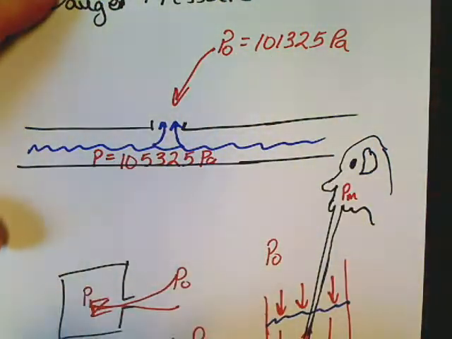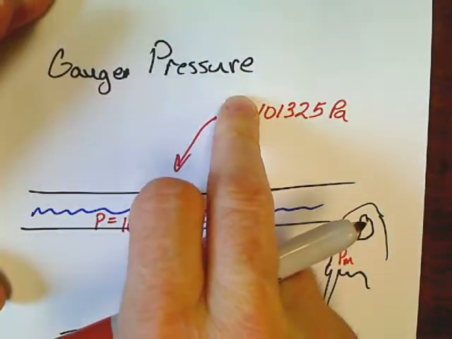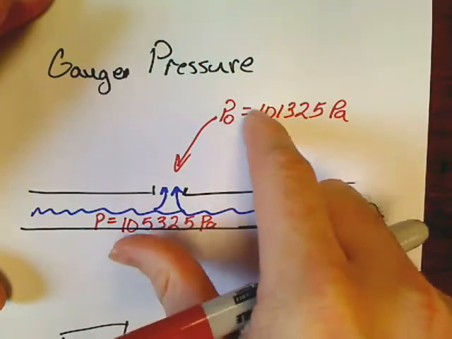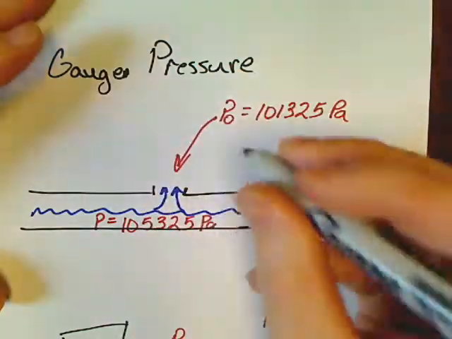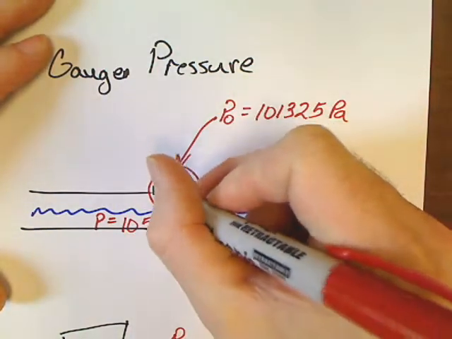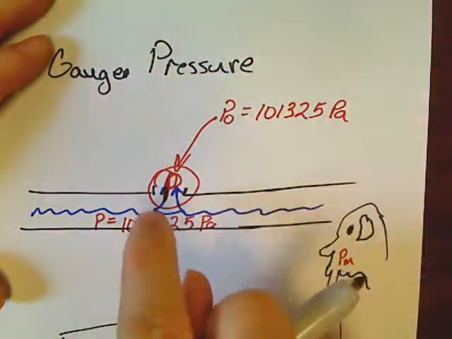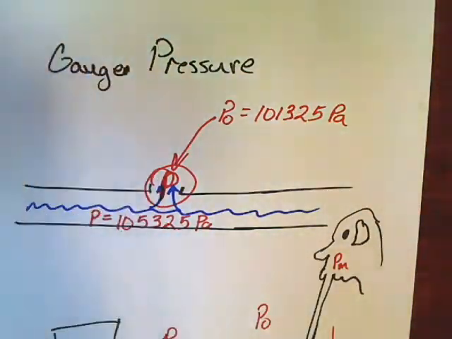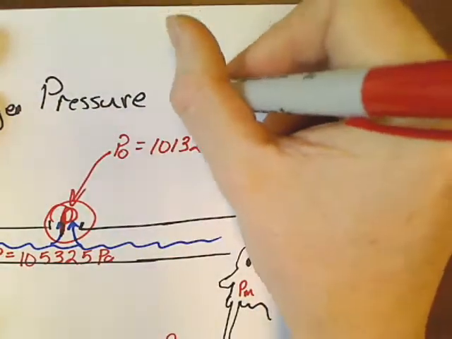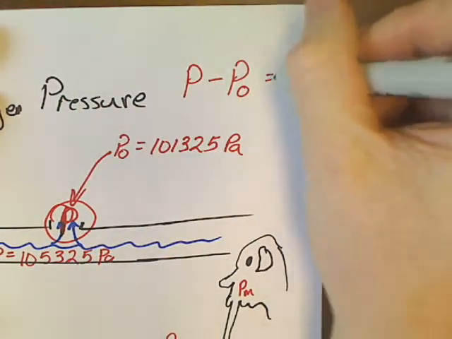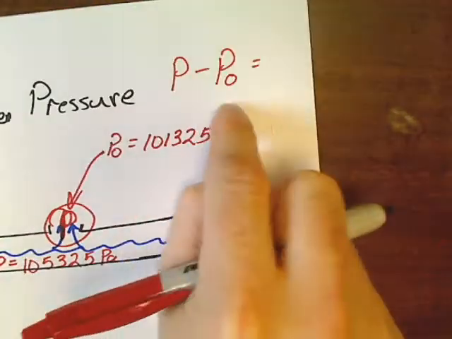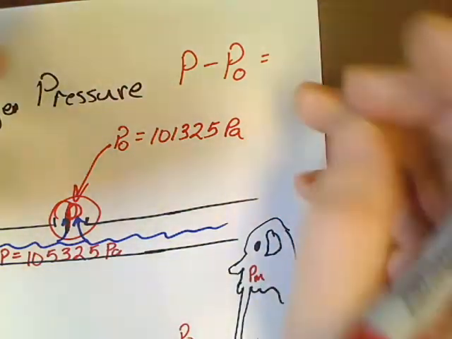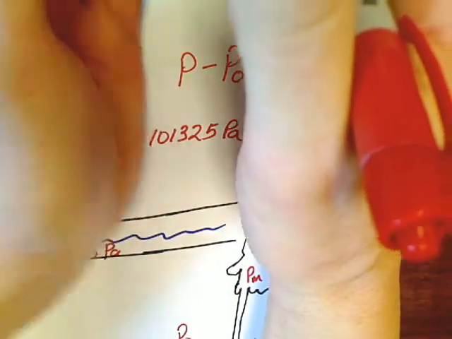A lot of problems use the word gauge pressure because what happens is this. The gauge pressure is the difference. The actual pressure you find at this location is the difference between those two pressures. So gauge pressure is nothing but P minus PO. If you work a problem and it says gauge pressure, it's just implying this P minus PO. That's all it's saying. Gauge pressure is P minus PO.